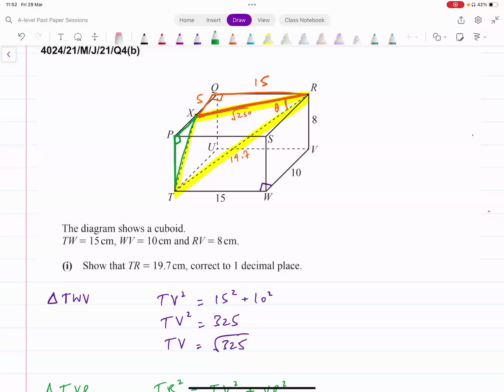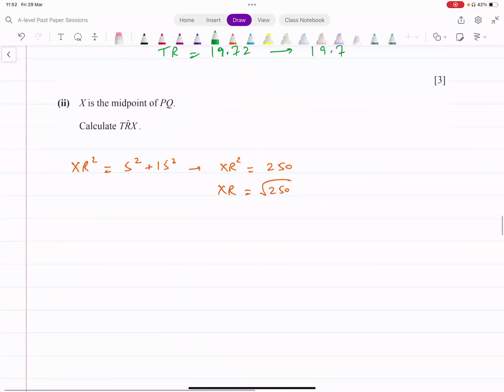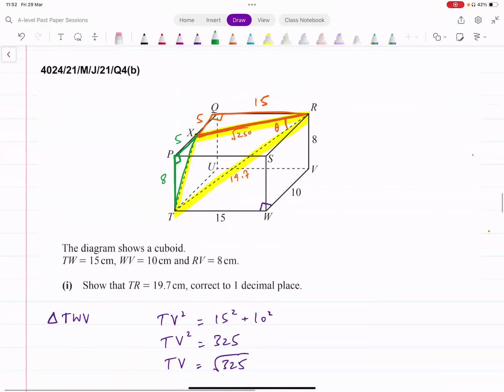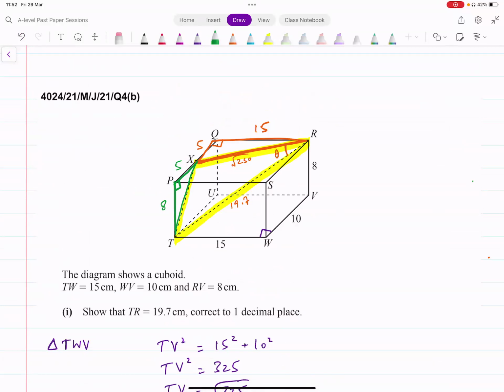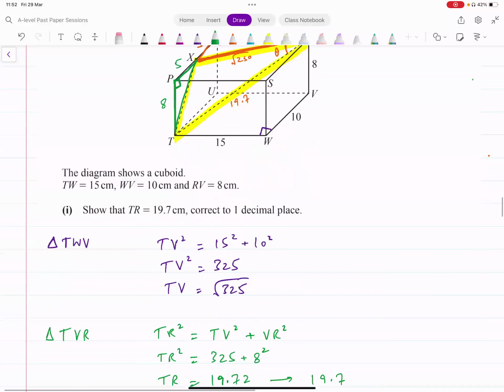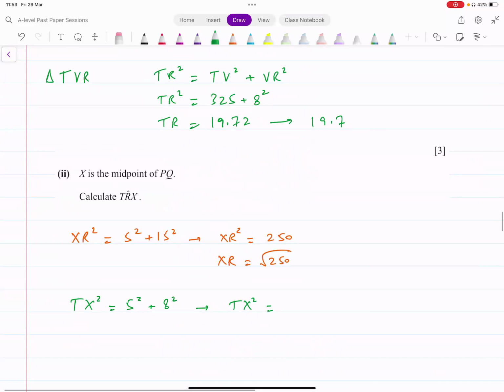What lengths do we have here? The vertical length is 8. It's coming from here. PX is 5. We can find length TX using Pythagoras, right? How do you find that? TX squared is going to be 5 squared plus 8 squared on that diagram. TX is the hypotenuse. The 2 sides are 5 and 8 in this triangle. We can use those 2 sides to find the hypotenuse, and that's going to give us TX. Now, what's TX squared? TX squared is 25 plus 64, that's 89. And then TX equals square root of 89.